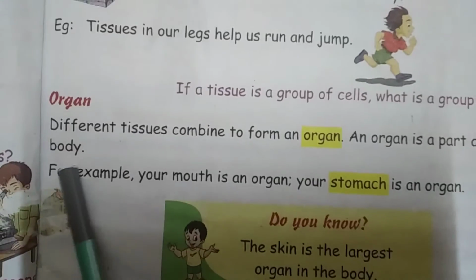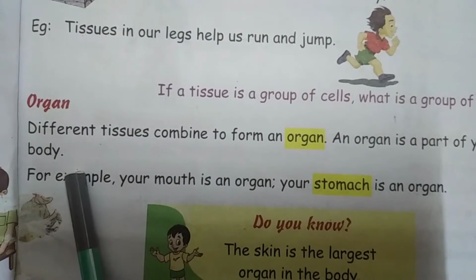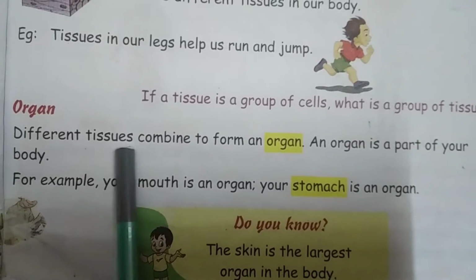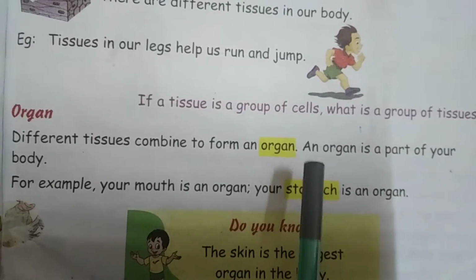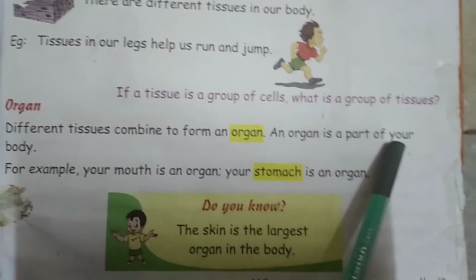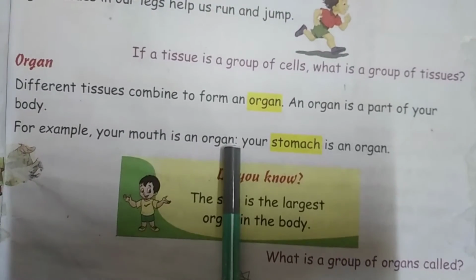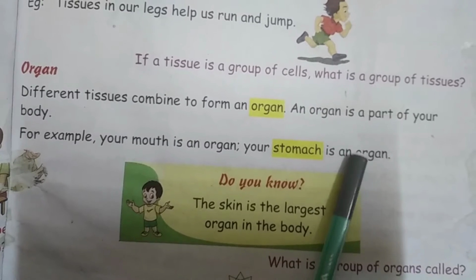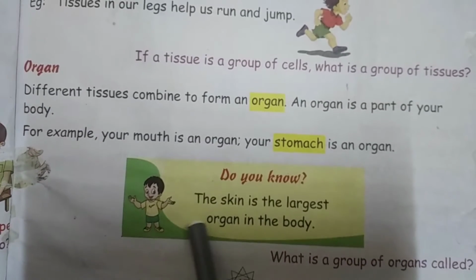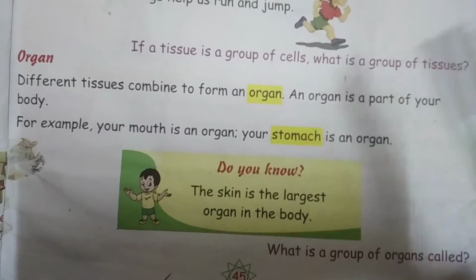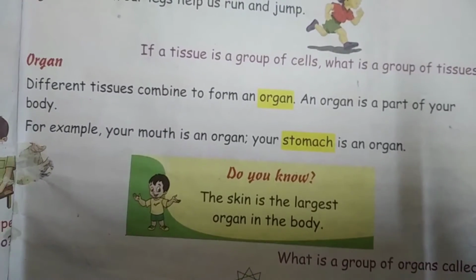Do you know what we mean by an organ? Organs are the different parts of our body, right? Different tissues combine to form an organ. An organ is a part of our body. For example, our mouth is an organ and our stomach is an organ. Yes or no? Yes. Now, the skin is the largest organ in the body, children. This is very important. You have to remember this.